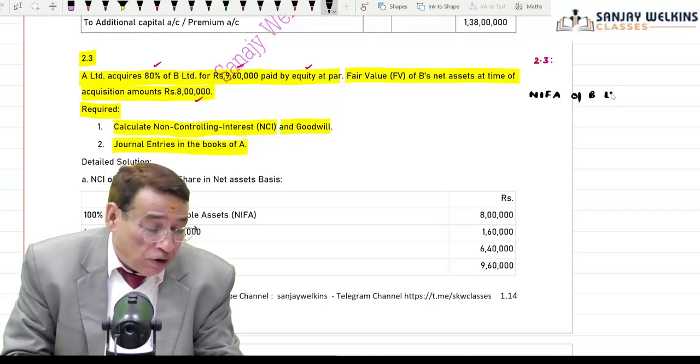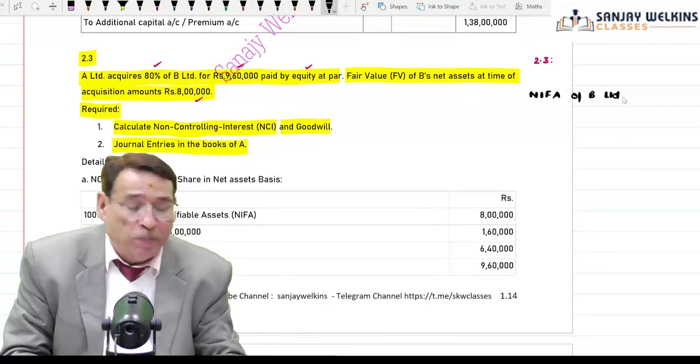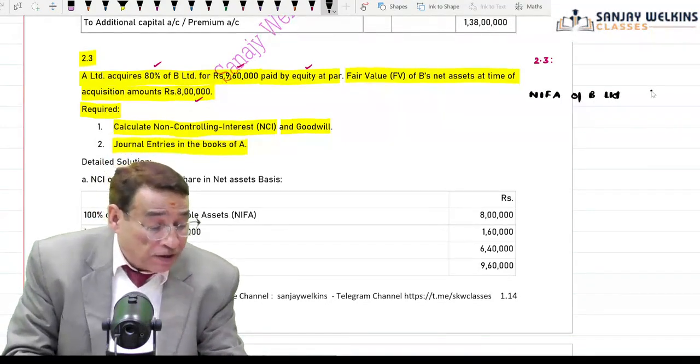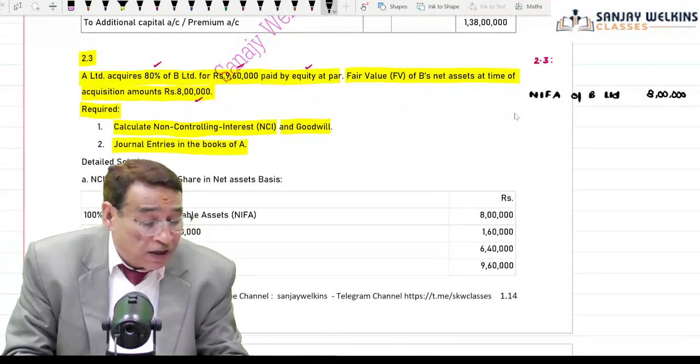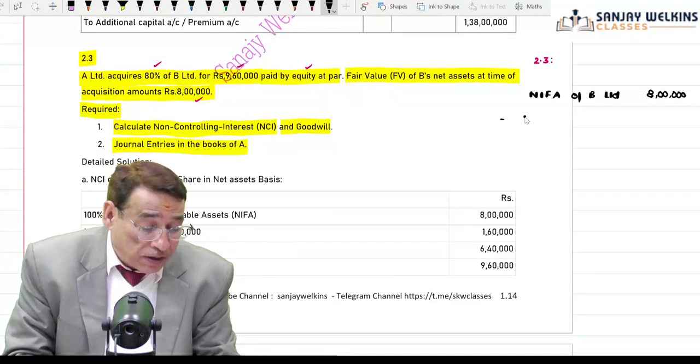I'm not writing on the date of acquisition. It always means on the date of acquisition. Now it is given to you as 8 lakh. So I'm going to write here 8 lakh. Correct? From there on, I'm going to subtract NCI.